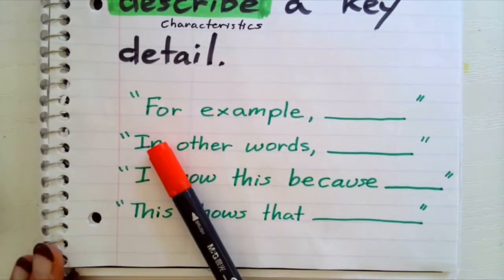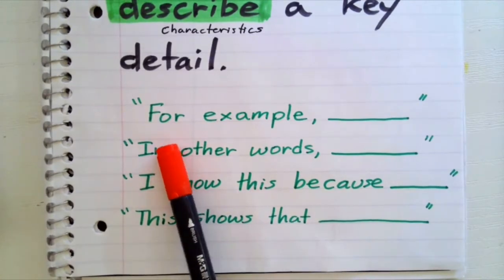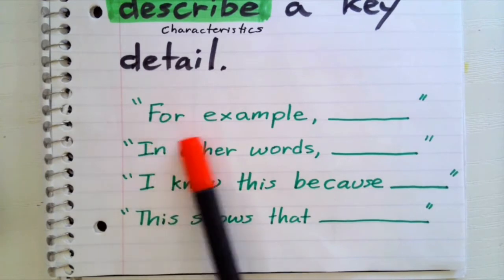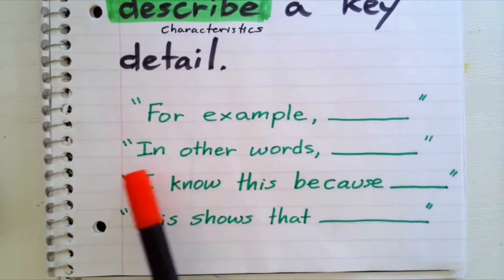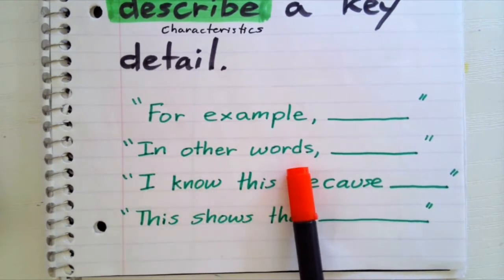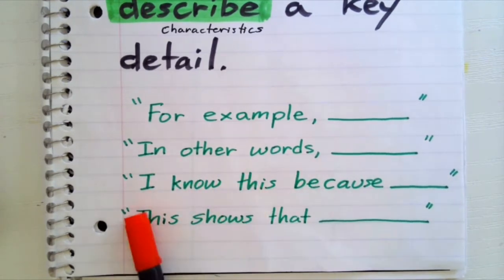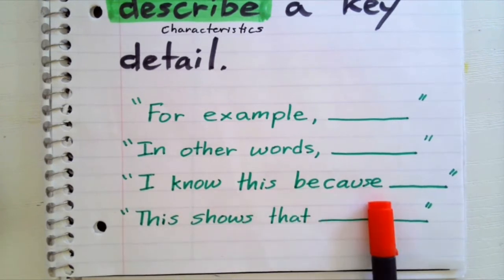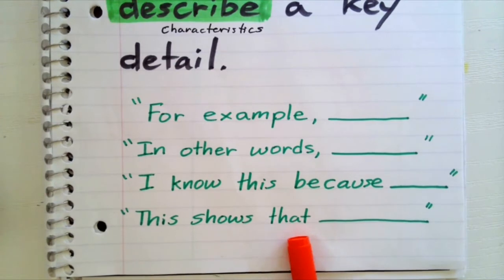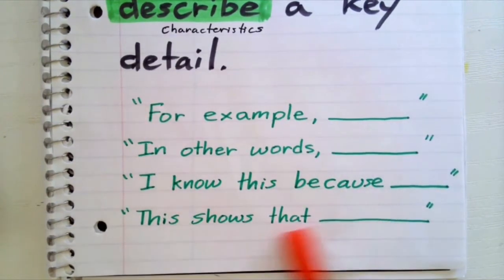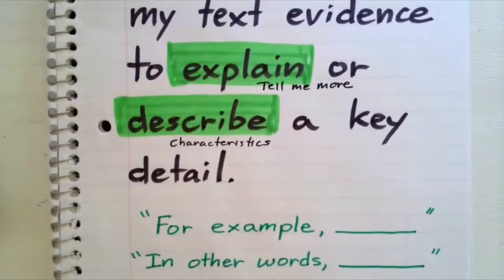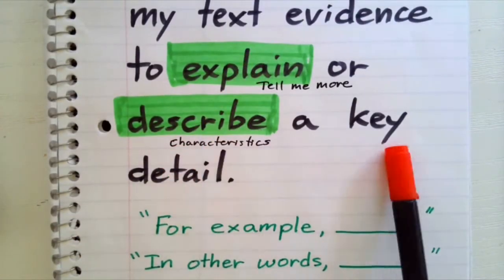When we explain or describe using evidence, we might use some sentences like this. For example, in other words, this is something you would say if you're going to explain it using different words. I know this because this shows that. Using these transition phrases can help people understand that you will be explaining or describing a key detail.